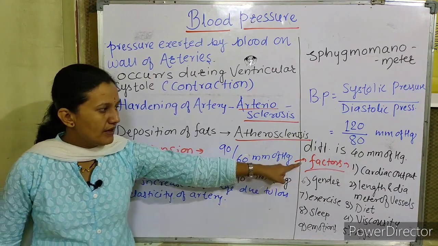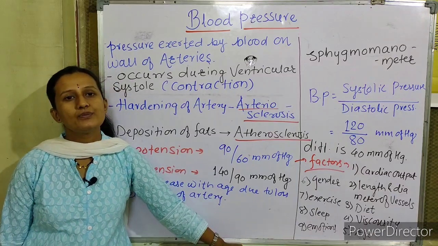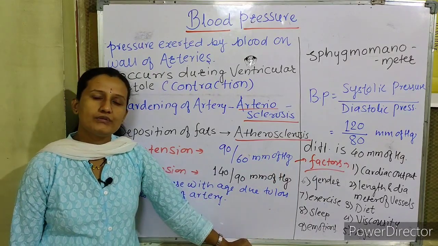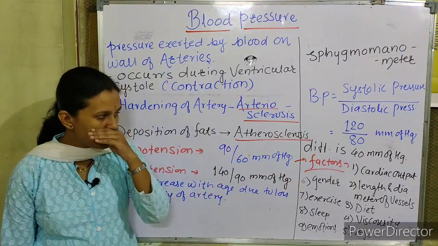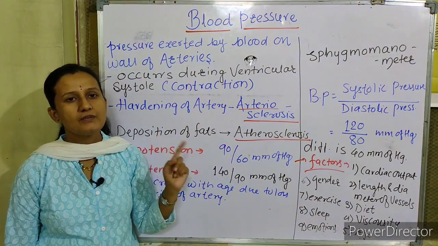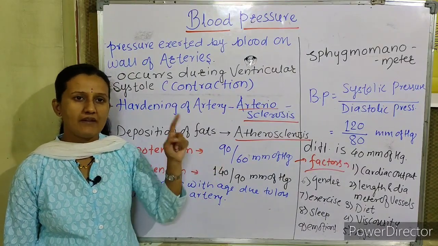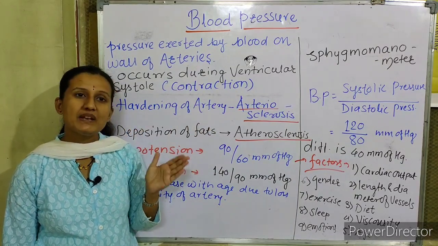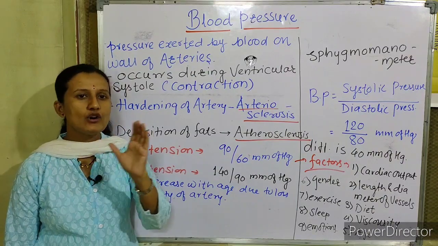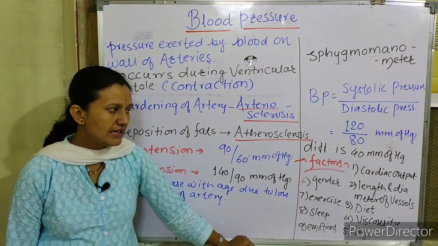Then again, the factors affecting the blood pressure, the first one is cardiac output. Our normal cardiac output is the stroke volume into the ventricular output, and that is about 5,040 ml, meaning near about 5 liters. If there is any change in the cardiac output, it will affect the blood pressure. That means if blood volume increases, then there is an increase in blood pressure. If blood volume decreases, it will decrease the blood pressure. Then the length and diameter of the vessels.